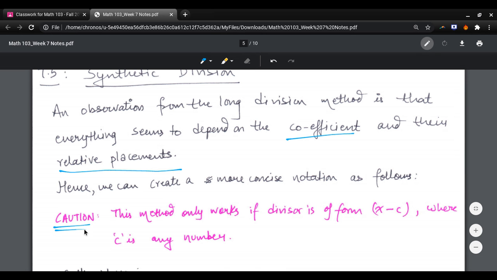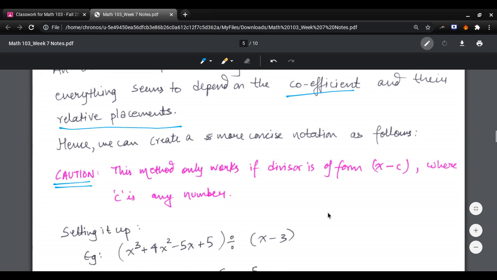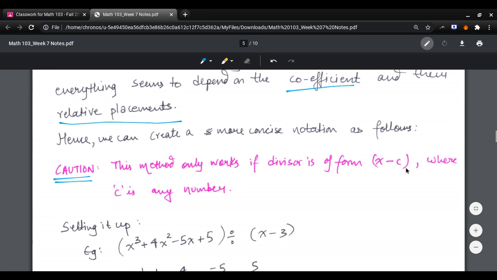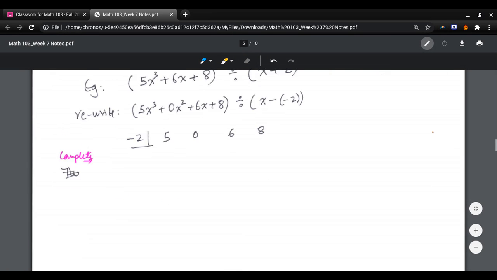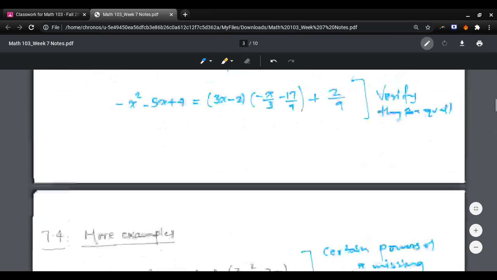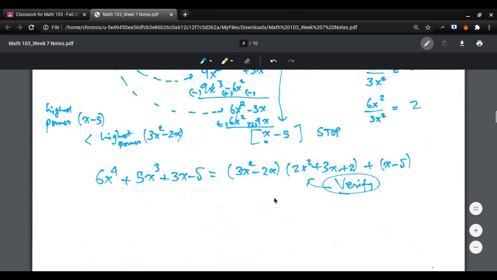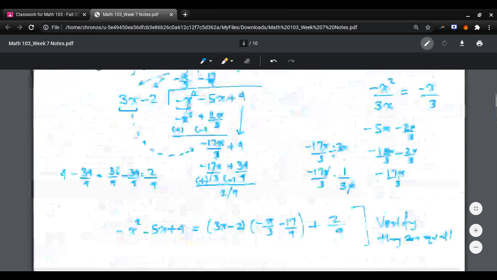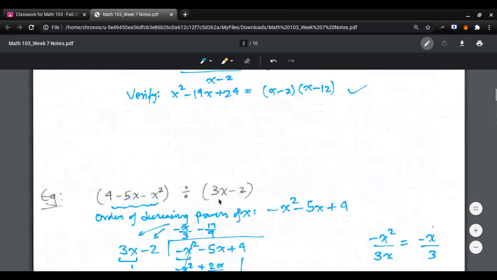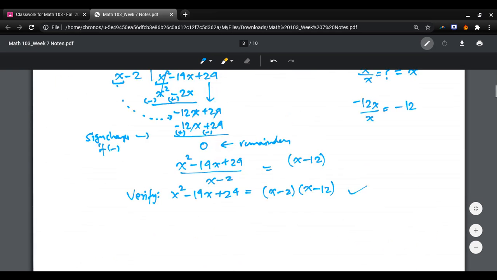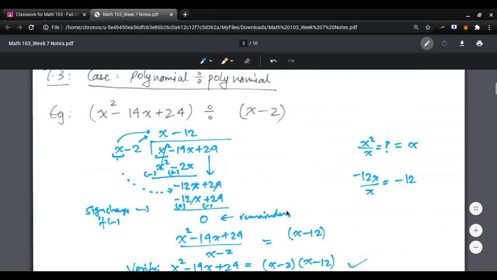Now you have to be careful. This method only works if the divisor is of the form x minus c, where c is any number. So if your divisor, for example, like the previous, right here, is 3x squared minus 2x, it's not going to work for this method. And it's not going to work for 3x minus 2 as well, because it's not x minus a number, but it's going to work fine for x minus 2.